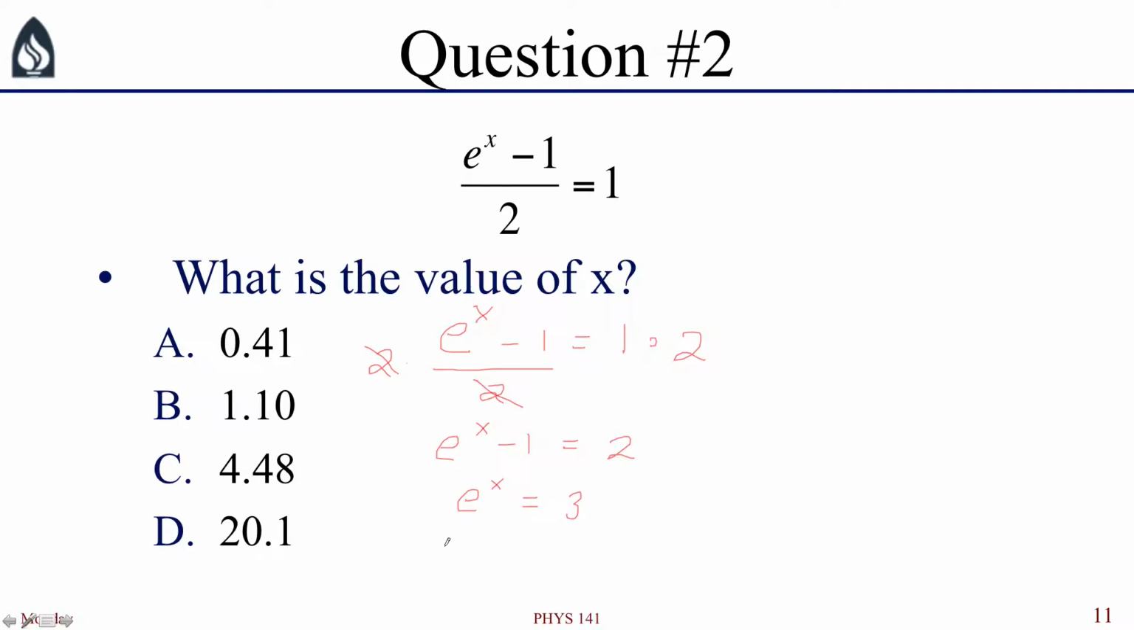So the natural log of e to the x undoes the e to the, and so on this side I would just get x. And then on the other side of the equation, I would have the natural log of 3. So the natural log of 3 is something I can put into my calculator, and if I do so, I would find that I would get a result close to 1.10. So that would be the answer that I would select.